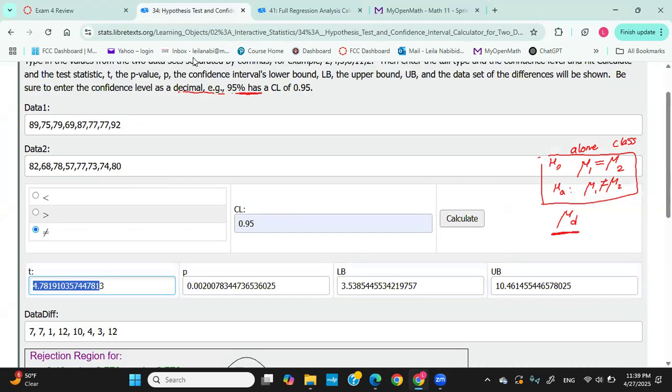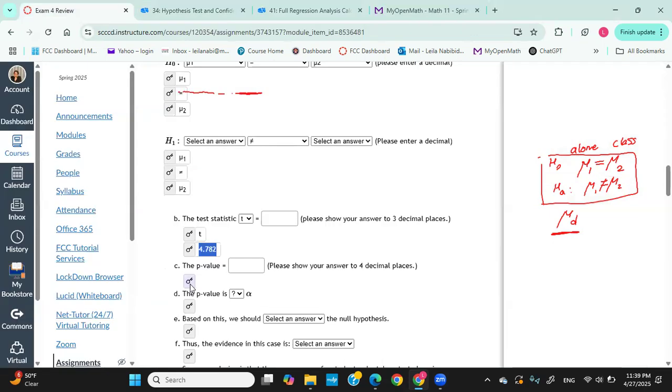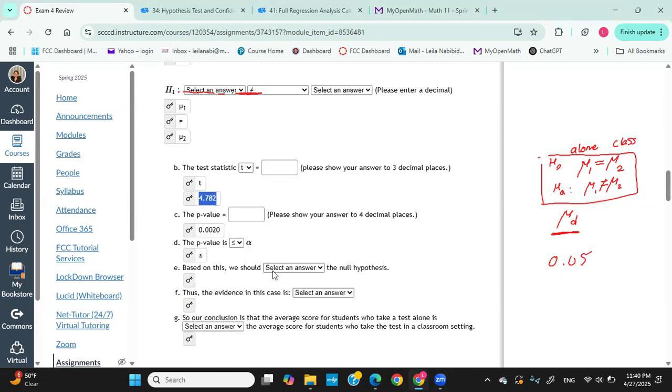He's asking about the p-value. The p-value is 0.002. And now we are comparing p-value with alpha. And you know that alpha is 0.05. And this number is less than alpha. So I need to choose less than or equal to. And whenever p-value is less than alpha, we reject the null hypothesis. So our decision is reject the null.